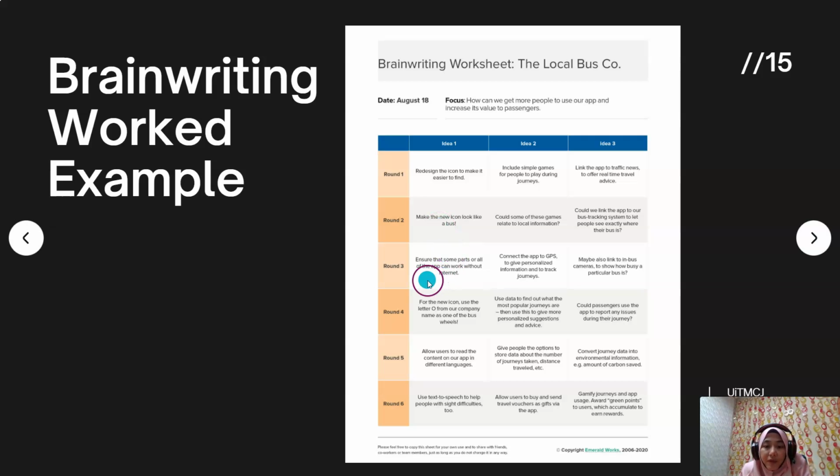Round 3: ensure some part of the app can work without the internet. Round 4, for the new icon: use the letter O from our company. Round 5: allow users to read the content. Round 6: use text to speech to help people with sight difficulty too. I want you to look at this example to get some idea of how you can implement brainwriting.